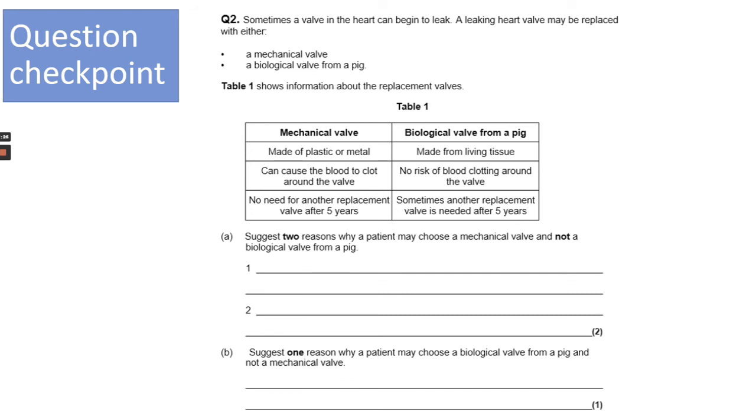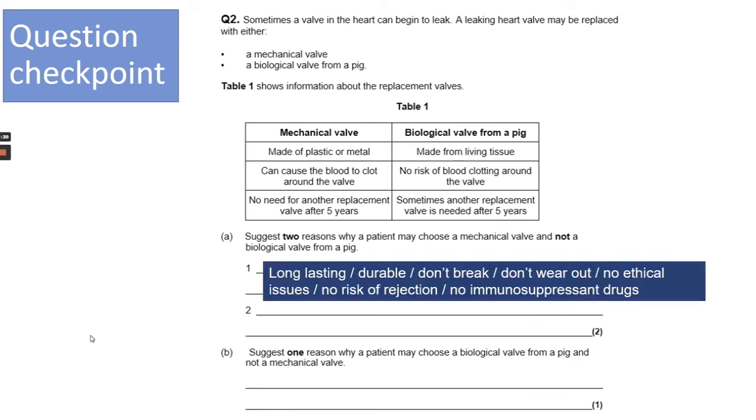So we're looking at the advantages of a mechanical valve. Well, if you look at the information and also from your knowledge, you'll know that they're long lasting, or you could say they're durable, or they don't break, or they don't wear out. There's no ethical issues in using them because you're not having to kill pigs. There's no risk of rejection because it's not biological material. And the last one, immunosuppressant drugs.